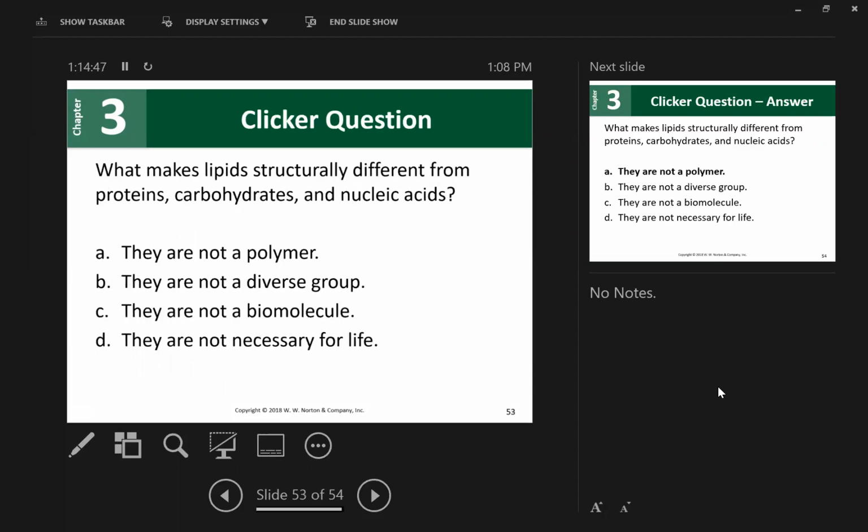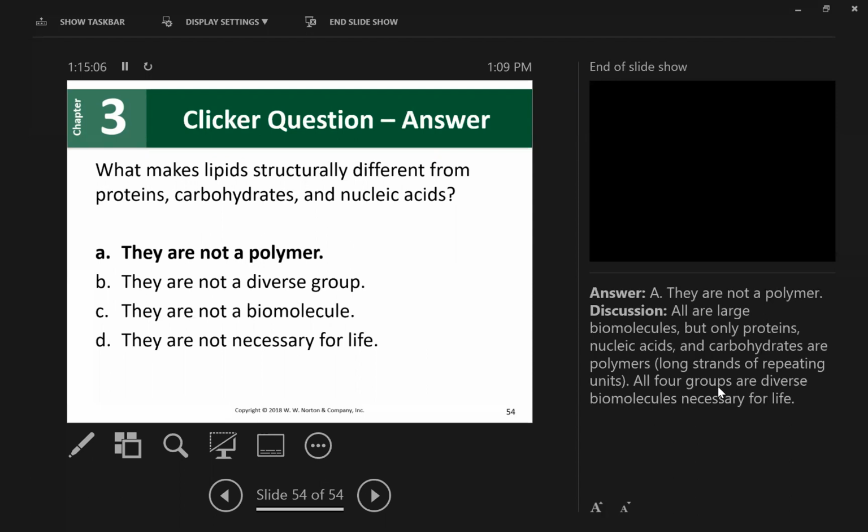Number 4, what makes lipids structurally different from proteins, carbohydrates, and nucleic acids? So I'm asking the same question in a different way. They are not polymers. Again, all 4 of those are biomolecules, but it's only proteins, nucleic acids, and carbohydrates that are made up of polymers. Those lipids have the hydrophilic and hydrophobic membrane.